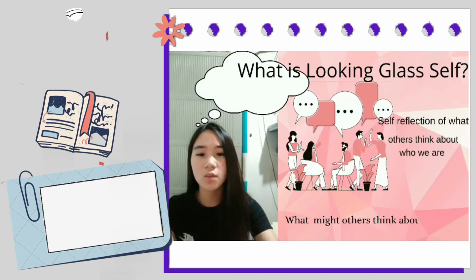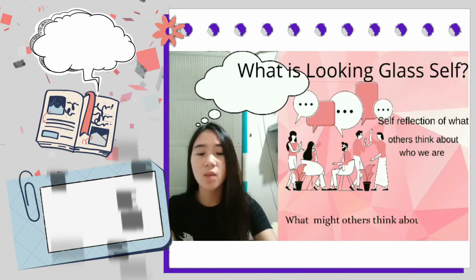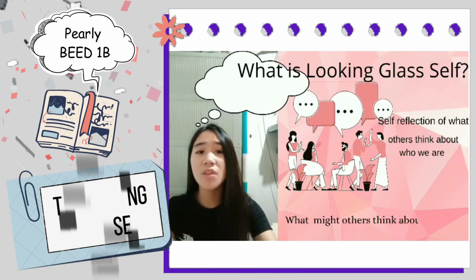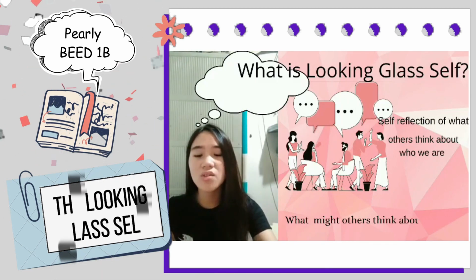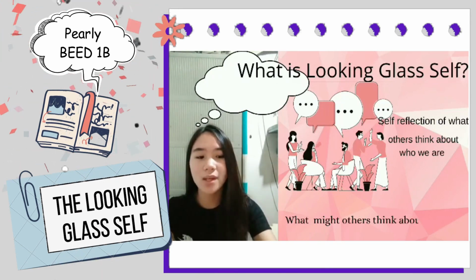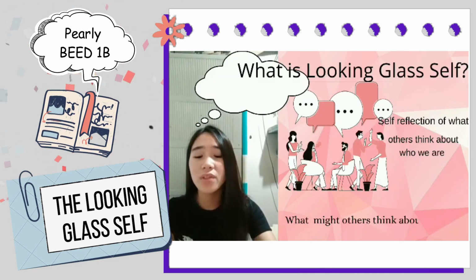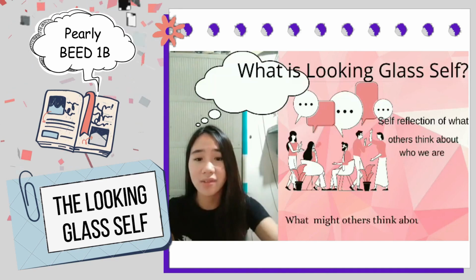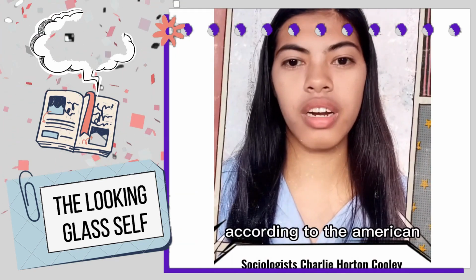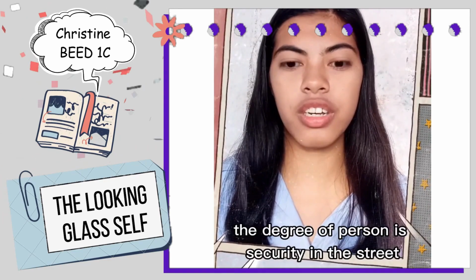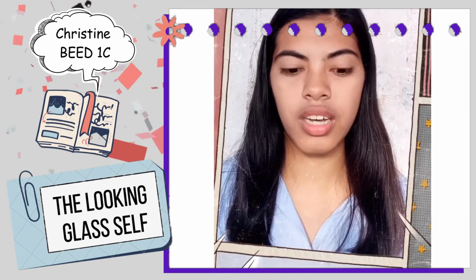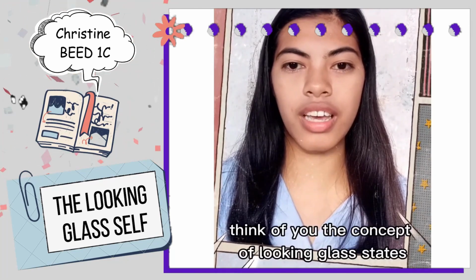According to sociologist Charles Horton Cooley, individuals develop their concept of self by observing how they are perceived by others. For example, we may question ourselves, what might others think about me? Therefore, it is our reflection on how we think we appear to others, a revision of how we think about ourselves. According to the American sociologist Charles Horton Cooley, 1864-1929, the degree of personal insecurity you display in social situations is determined by what you believe others think of you.